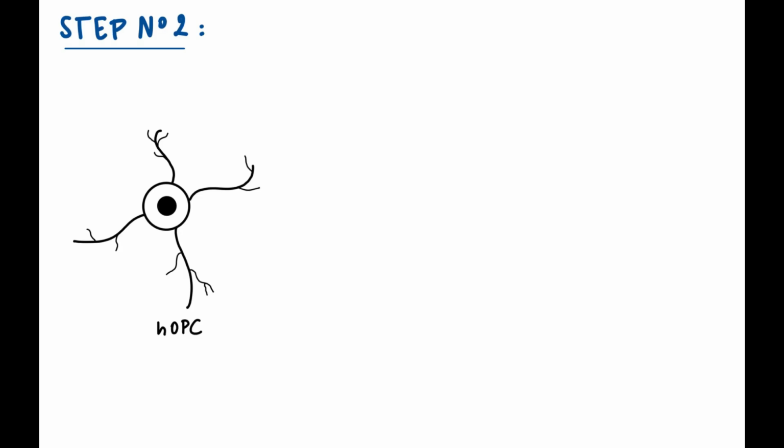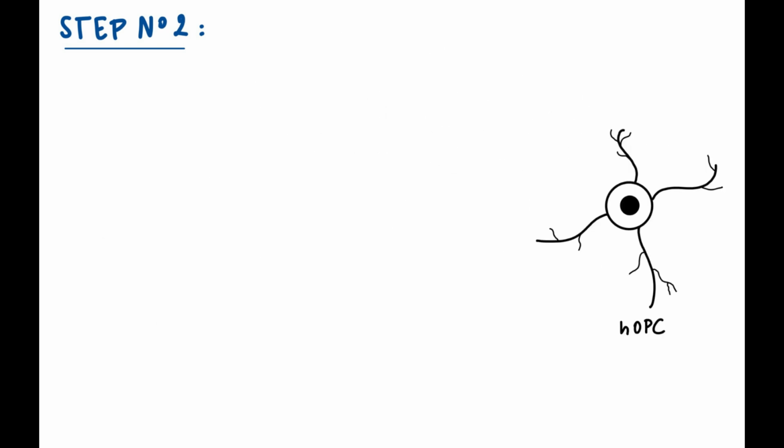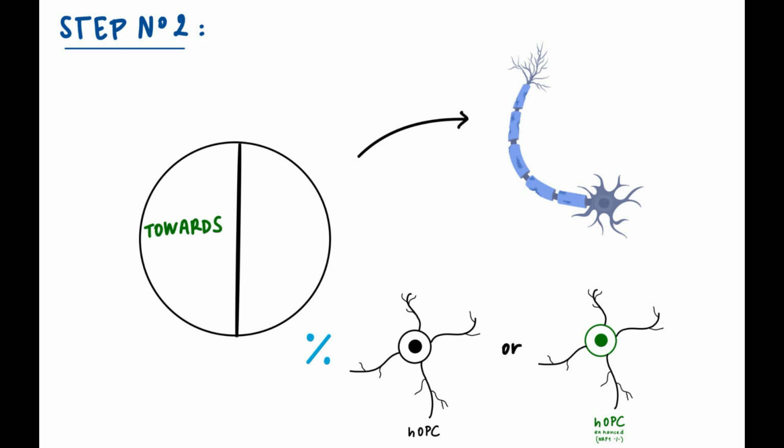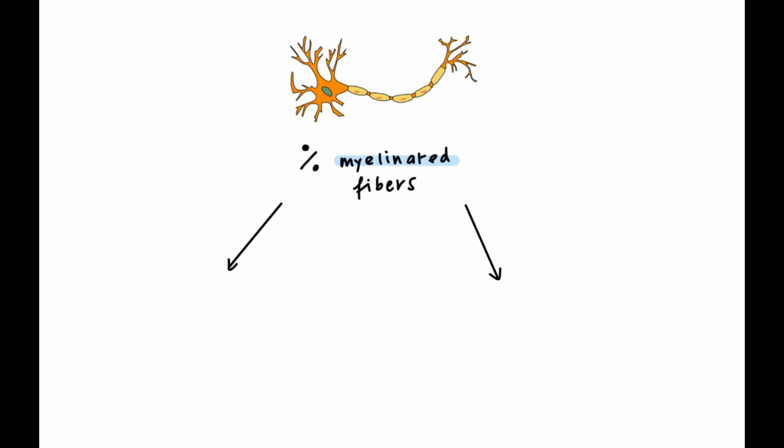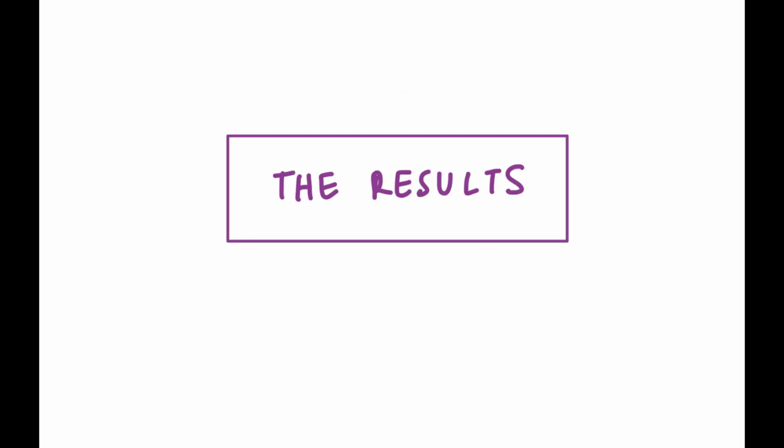The second step was to explore the consequences of this modification. They first observed the migration of HOPC and assessed the proportion of cells who moved towards or away from the lesion loaded with SEMA3A. They then calculated the proportion of myelinated fibers with the enhanced HOPC and the ones who were not. This was a way to determine the effects on myelination. So now let's look at the results that they have found and the potential prospects that they could lead to.